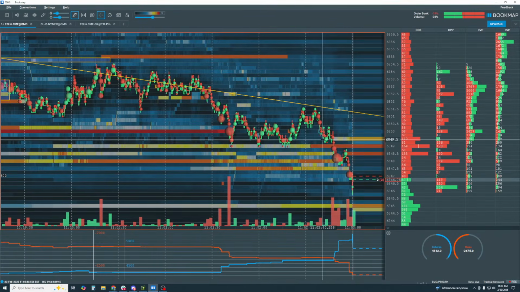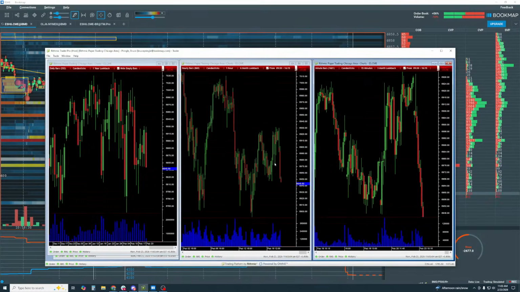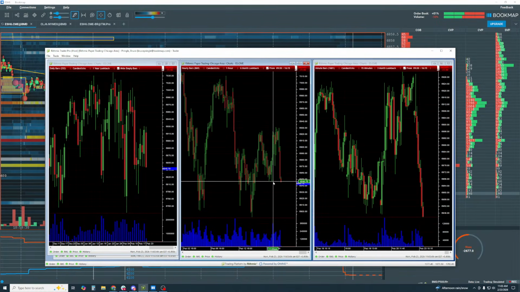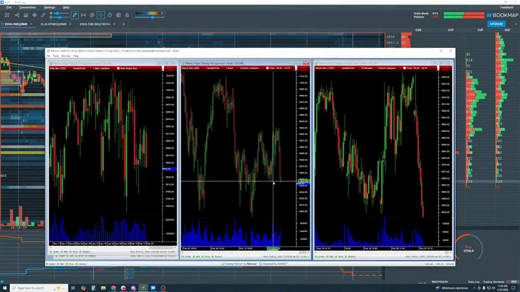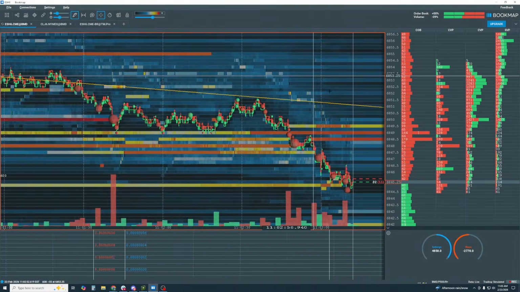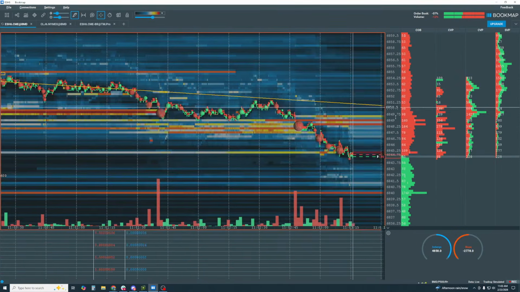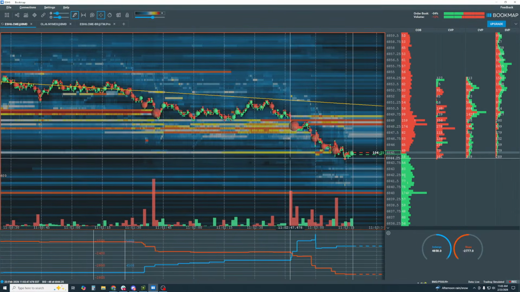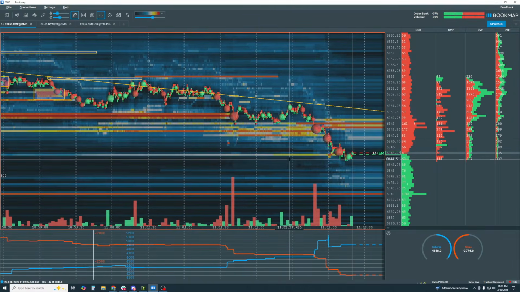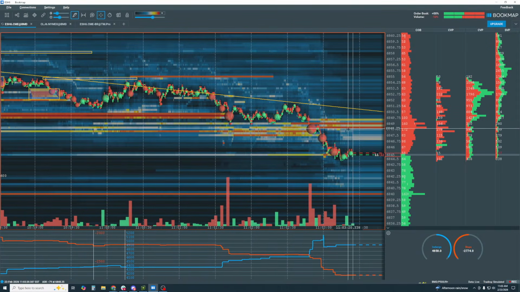Okay, more sellers pushing it lower. Should be a big stop run there. Okay, now that's below our 47 level here. There we go. All right, so now I'm very, very curious to see. Okay, looking for these buyers here.